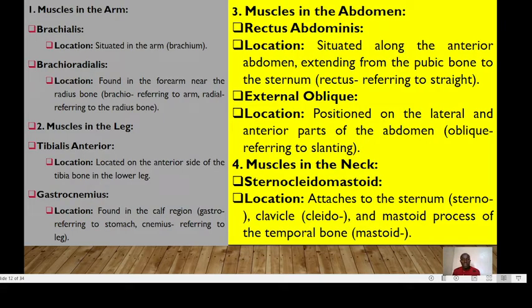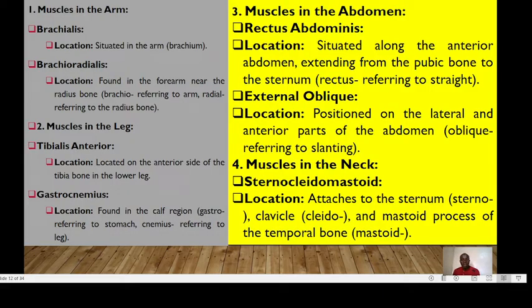We have muscles of the neck. Remember, these muscles are named so because of their location. Remember the sternocleidomastoid muscle, it attaches to the sternum, so that is sterno. Then clavicle, that is cleido. Then the mastoid, this is the mastoid process of the temporal bone.